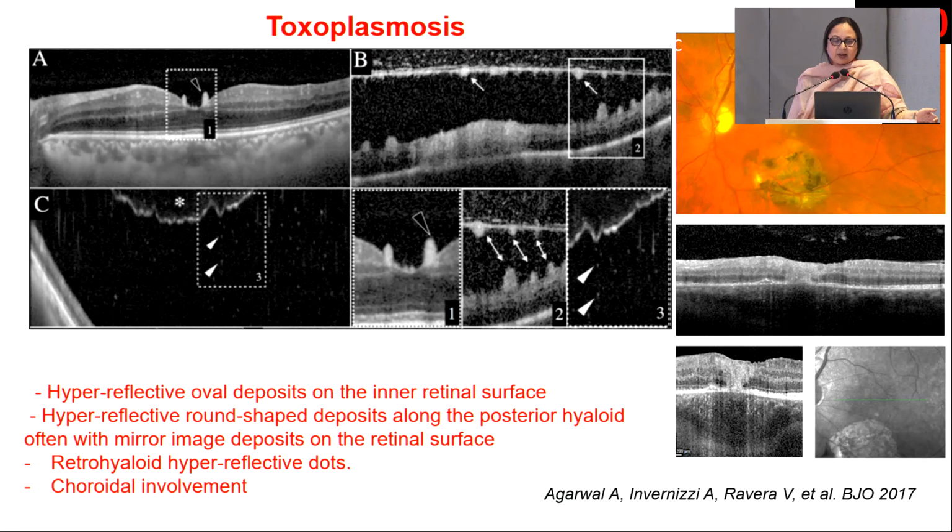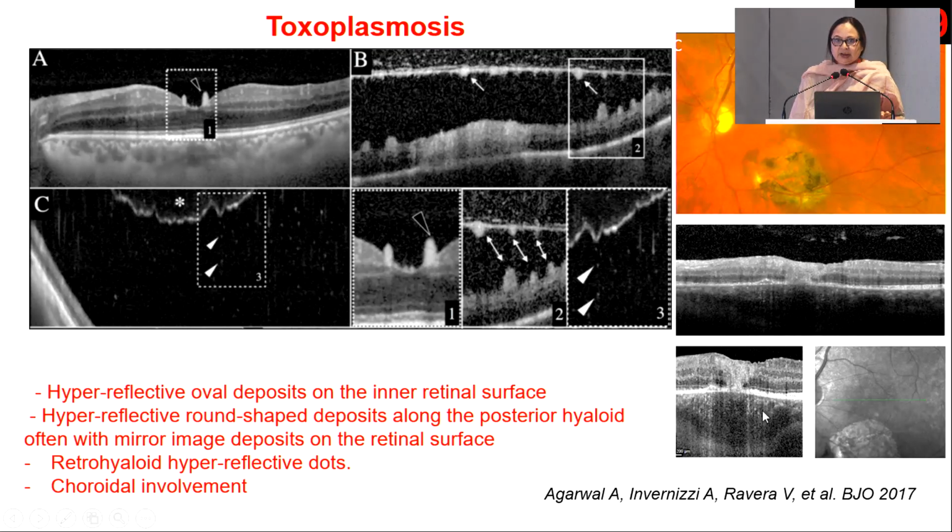Well, this is what toxo pre-retinal precipitates would look like. You will have these oval deposits on the surface of the retina, or you may have these round deposits on the posterior hyaloid, and you may see the mirror imaging. Like there are deposits on the hyaloid on the surface, they are kind of as if they are getting reflected. And you may have retrohyaloid hyperreflective dots. If you see any one of these, think of toxo as a possible etiology and then look at the choroid.